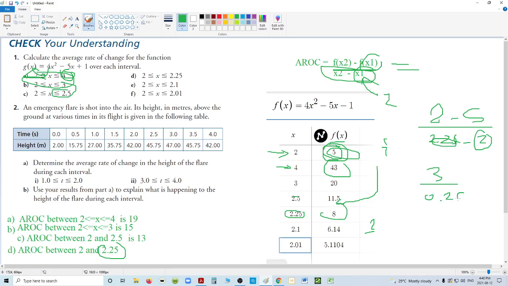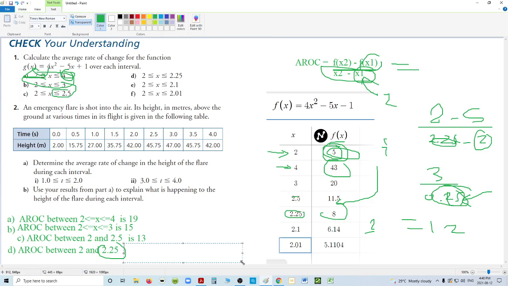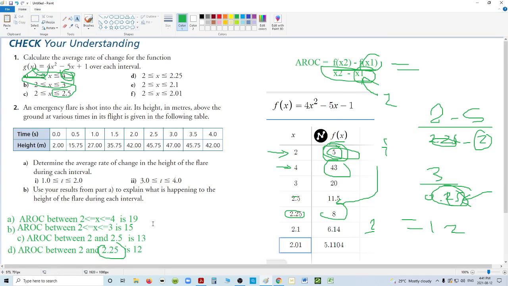Now I want you to notice that the thing we're dividing by here is getting smaller and smaller as we get closer and closer to the actual x equals 2 value, which is what we're seeking, the actual rate of change at 2. So we get 3 divided by 0.25, and you're going to discover that's 12, which means the average rate of change between 2 and 2.25 is 12. Looks like we're approaching some number because it went from 19, 15, 13, 12. The differences are getting smaller. Then we're going to go on to the next part.